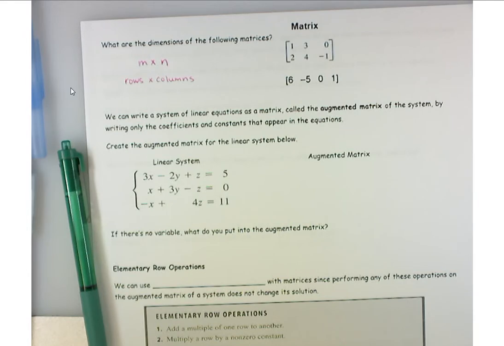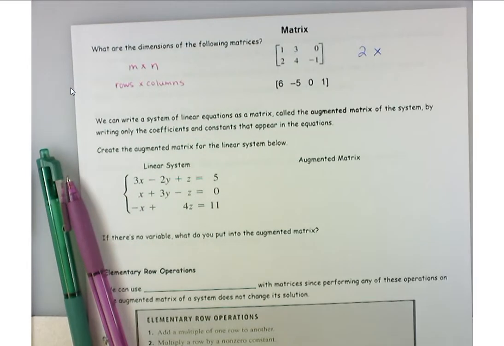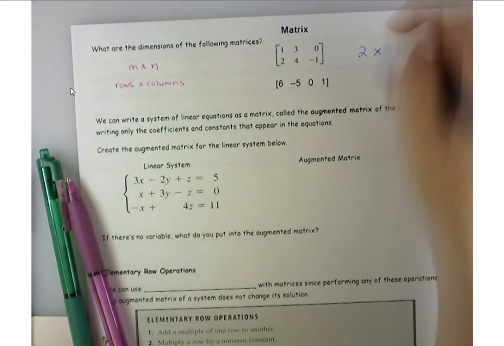Okay, so the first thing we want to do is identify how many rows there are. All right, so Cheyenne, in the first one, how many rows do we have? 2, right? Okay, so this is the first row, this is the second row. So this is going to be a 2 by, and then Yusuf, how many columns do I have? 3, so it'll be a 2 by 3.